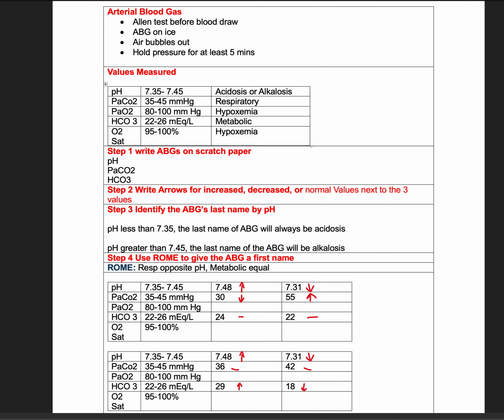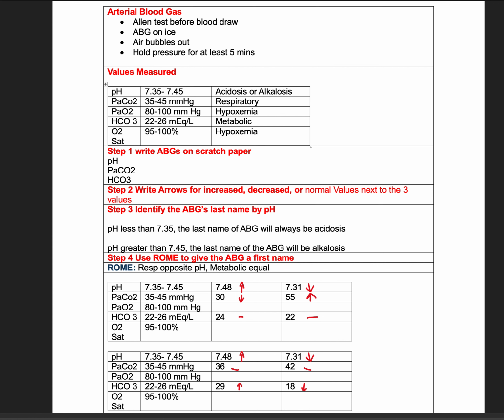Now, the values measured in an ABG, there are 5 values measured, and students often get confused if you have the 5 values on an exam. You're only going to use the pH, the PaCO2, and the bicarb to determine the ABG. The PaO2 and the O2 sat determine hypoxemia, okay, if they're low.